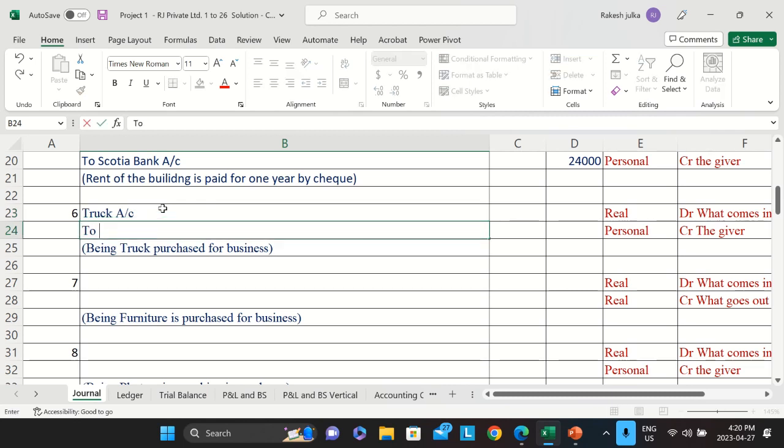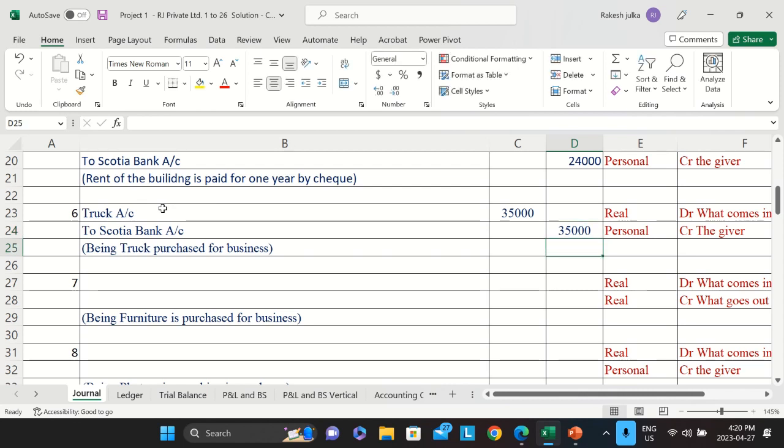So don't write a check over here. Just write the name of the bank, Scotia, right? So Scotia Bank account, you can write it here. So what is the amount here? The amount is the value of the truck, $35,000. It's very simple. One will be on the debit side and one will be on the credit side. And for the explanation, you can see the real and personal account, it is already given.